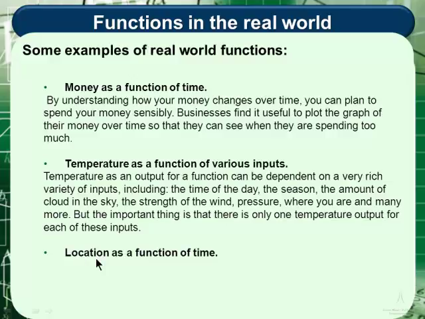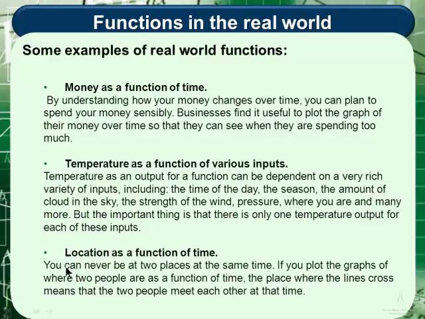Location as a function of time is another example of functions in the real world. You can never be at two places at the same time. If you plot the graphs of where two people are as a function of time, the place where the lines cross means that the two people meet each other at that particular time.